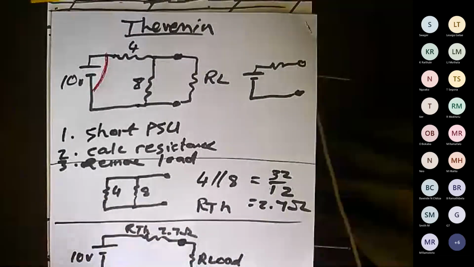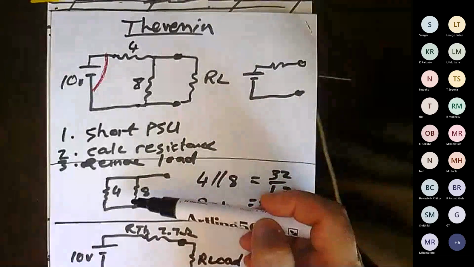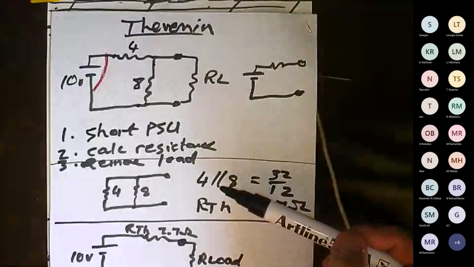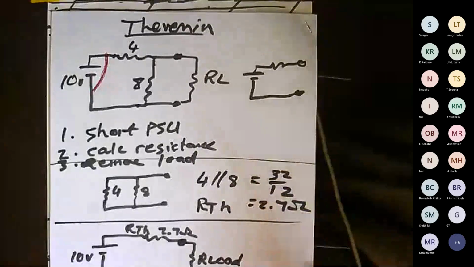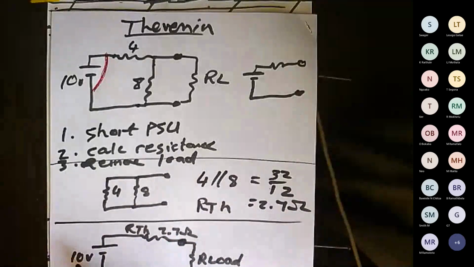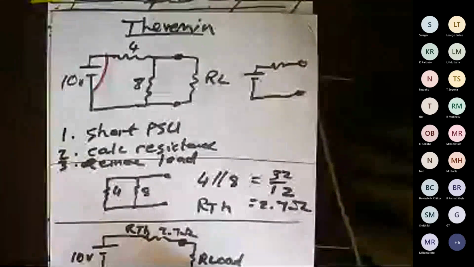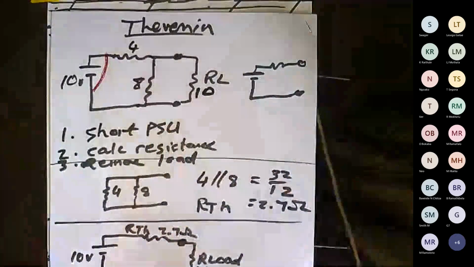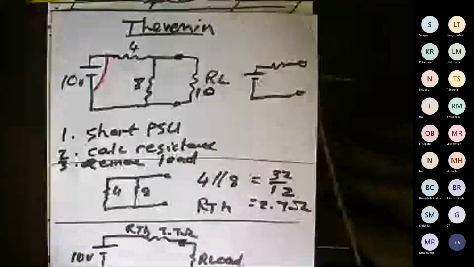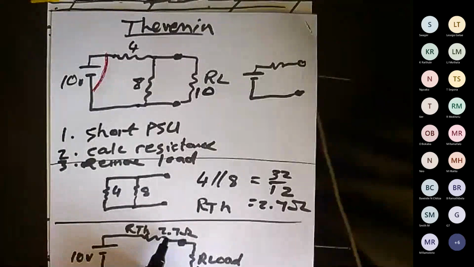So this is my final solution, and this is what you get your marks for. One mark for redrawing, one mark for this, and for R Thevenin, and V Thevenin will be this voltage that I've put back. So I can calculate my current now. Say this R load was 10 ohm. The total resistance will be the Thevenin resistance plus the load resistor, which is 12.7.